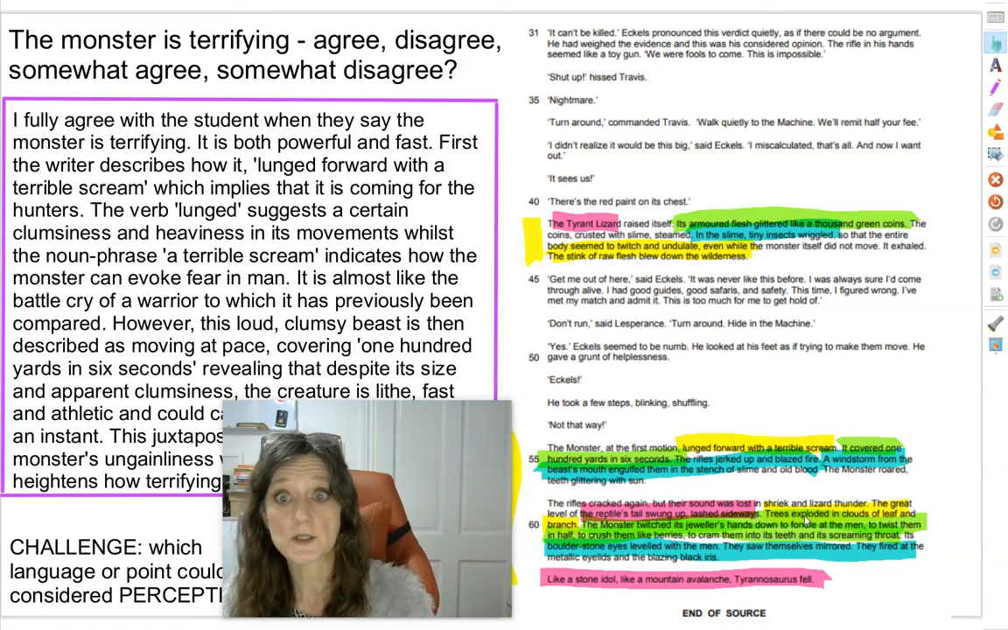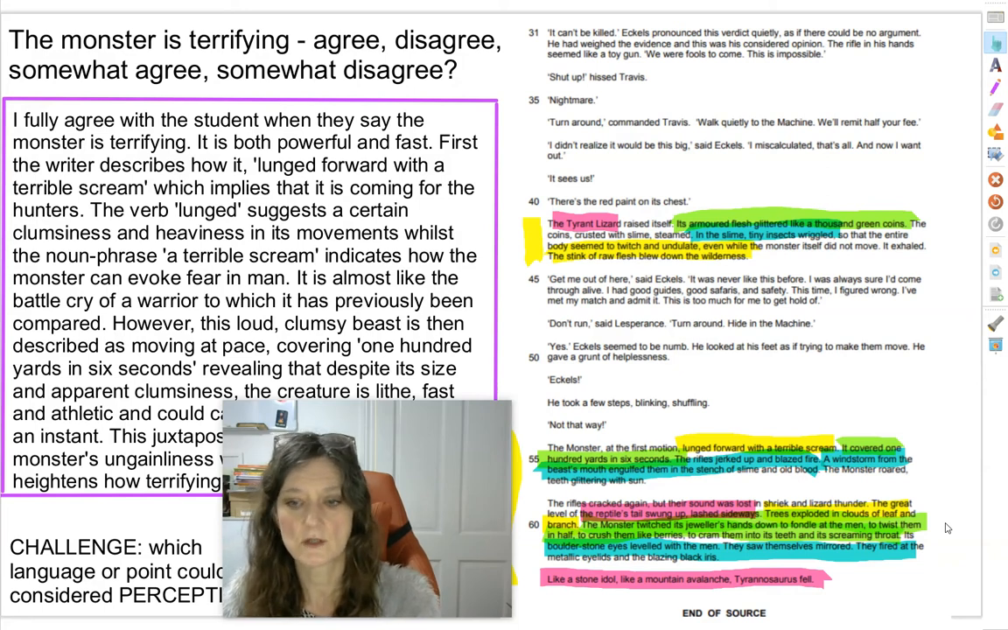The monster twitched its jeweler's hands down to fondle at the men, to twist them in half, to crush them like berries, to cram them into its teeth. And its screaming throat, its boulder stone eyes levelled with the men. They saw themselves mirrored. They fired at the metallic eyelids and the blazing black iris, like a stone idol, like a mountain avalanche. Tyrannosaurus fell.